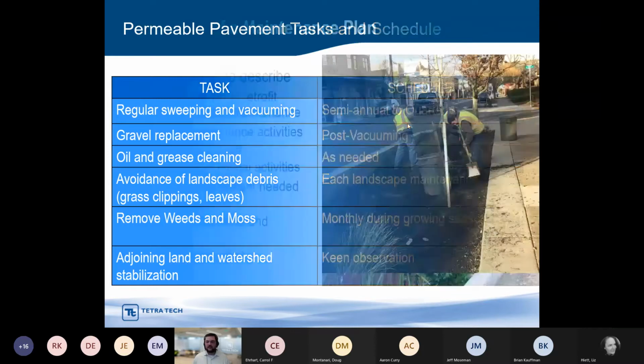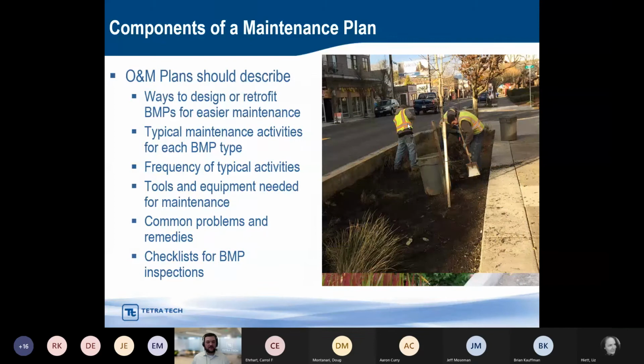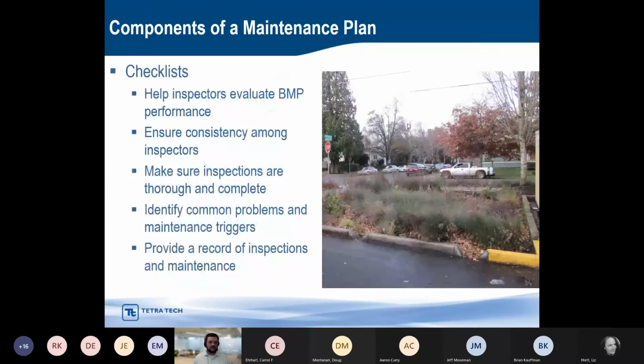It's really helpful, I think, when you're maintaining these to have some O&M plans. It's good if the crews you're sending out understand what they're working on and what they're maintaining. I'm sure there are some of these examples in some of the manuals that Liz mentioned today as well, but it's good to have checklists when you're sending the crews out. It helps them to evaluate the BMP performance, and it's good to know what you're maintaining.